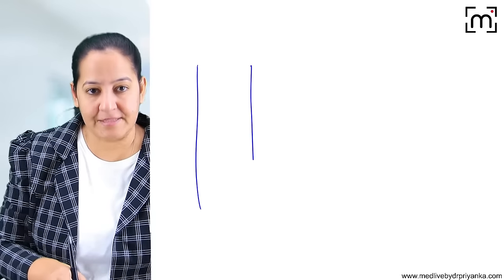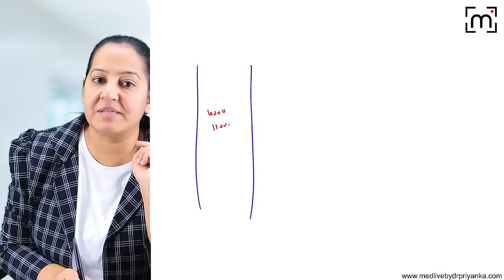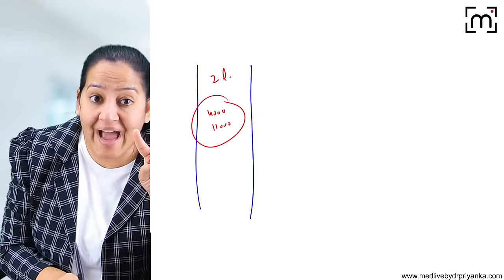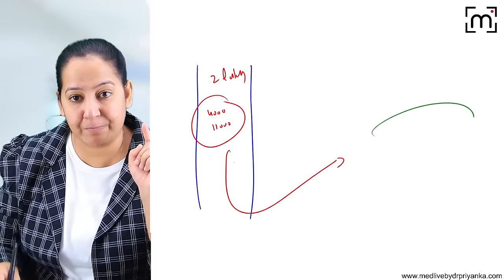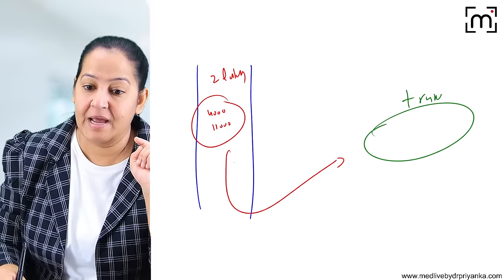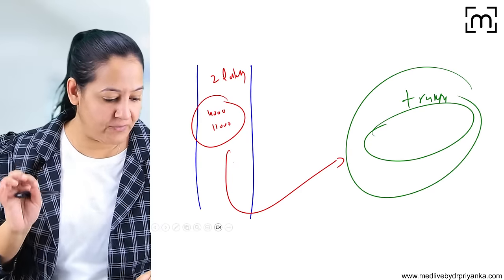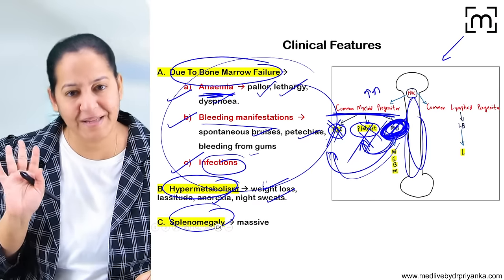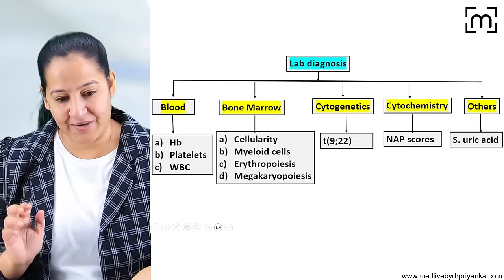You got my point? So this is the blood vessel. In the blood vessel, normally 4,000 to 11,000 WBCs are present. But now 2 lakh WBCs are present. So via blood, they all move to the spleen and are trapped in the spleen. That's why the spleen is enlarged, and that is splenomegaly. So please understand everything, don't mug up. Now coming to the lab diagnosis of CML.